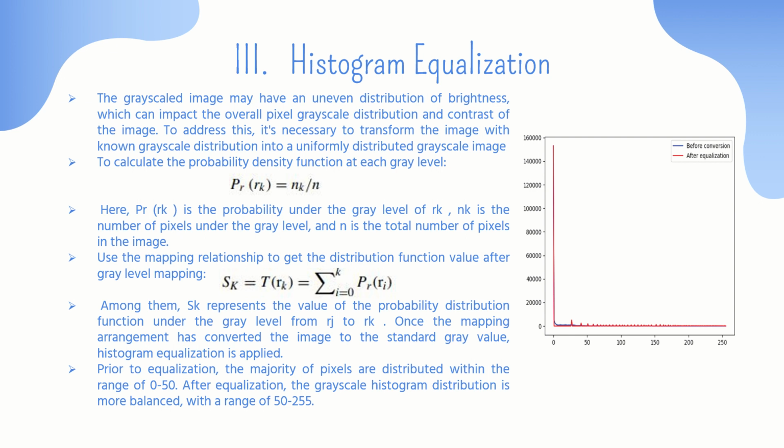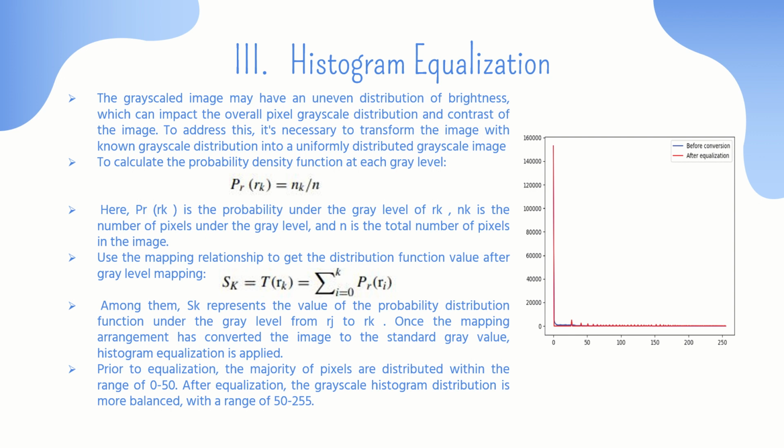The steps are carried out by first calculating the probability density function at each gray level using the formula which is mentioned. Then we are using the mapping relationship to get the distribution function value after gray level mapping by using the SK formula. After converting the standard gray value through the mapping arrangement, the histogram is equalized. The number of pixels will no longer be distributed near the black, but it will also be distributed on the gray scale of 0 to 255 range.